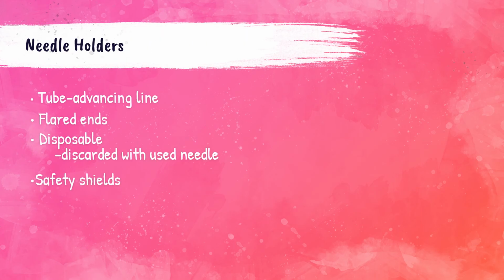Needle holders are made with a clear, rigid plastic and are available with or without a safety feature. The needles may come pre-attached to the needle holder, or they can come separate. So the tube advancing line shows the point where you should not advance the tube into the holder before performing the venipuncture. If you push the tube on the needle before the venipuncture, the tube will lose vacuum and you must discard it. The flared ends of the holder are used when changing tubes.